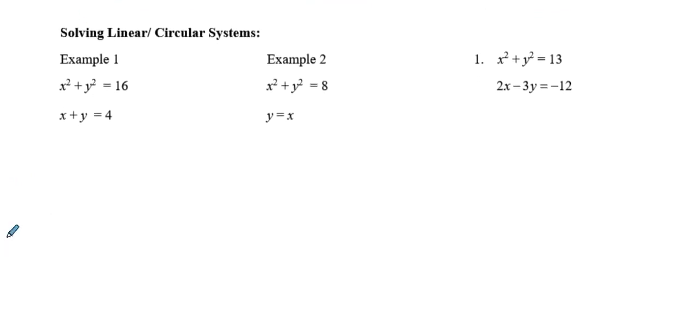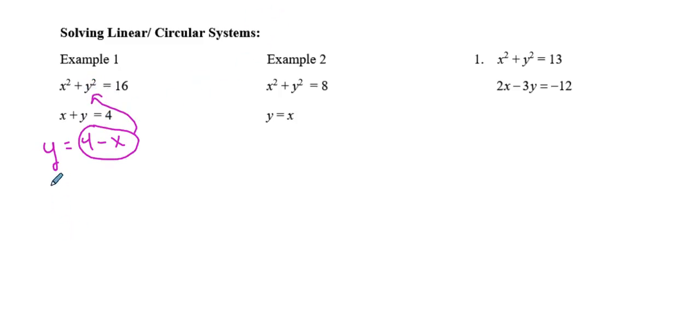So, if we are to algebraically solve a linear and circular system, we'll use substitution in most cases. If it's not already set up for one variable, then we'll solve for one variable. So we'll say y equals 4 minus x. I just brought the x over to the other side. Alright, so we're going to take this expression and substitute it into the first equation wherever we had a y.